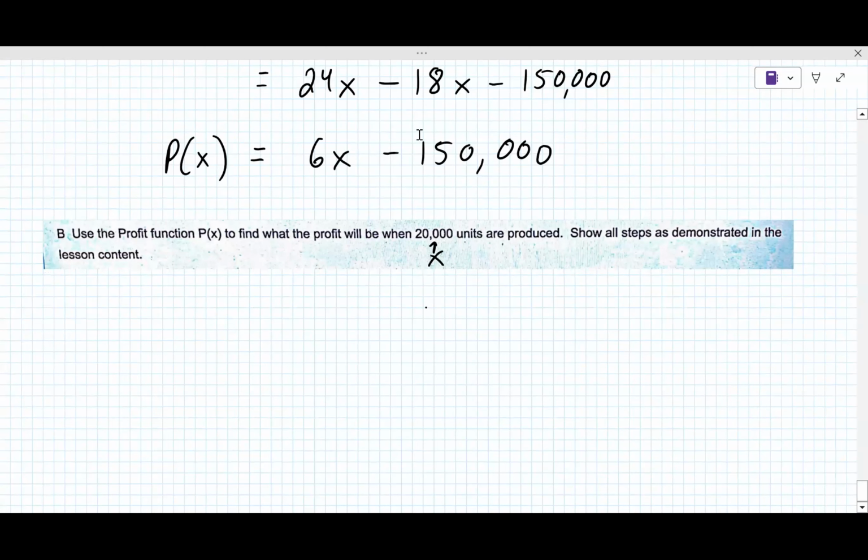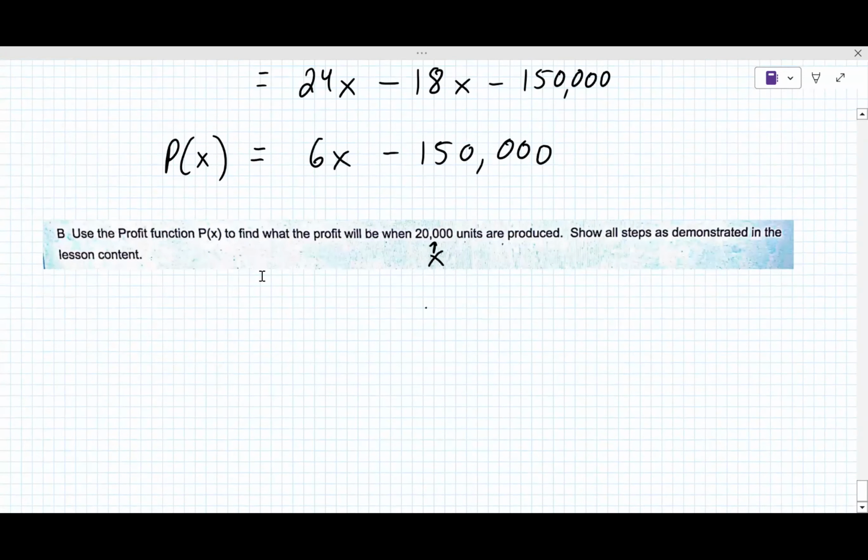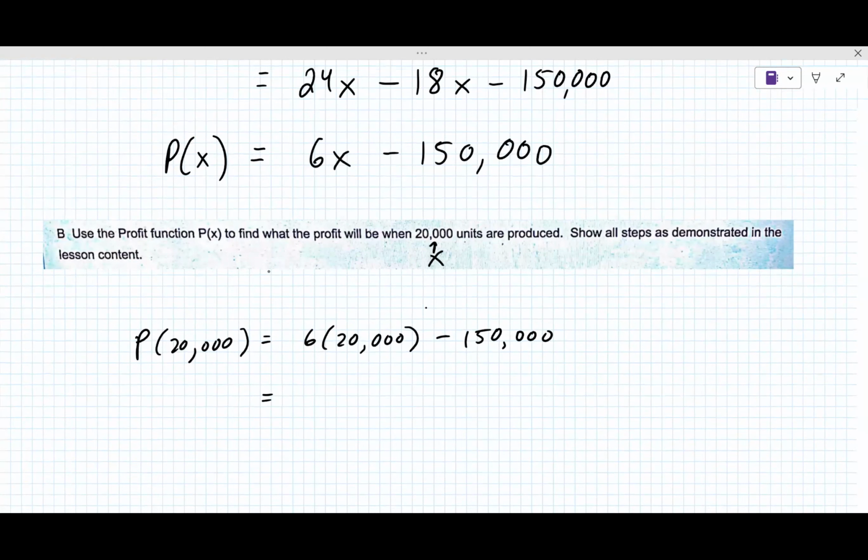All right, now this is a little bothersome because the profit's going to be negative. Just look here again. Yep. Okay. Well, that's what it is. So here we go. P of 20,000 means to put 20,000 in for X. So this is 120,000. Take away 150,000. So you have a negative $30,000 profit.